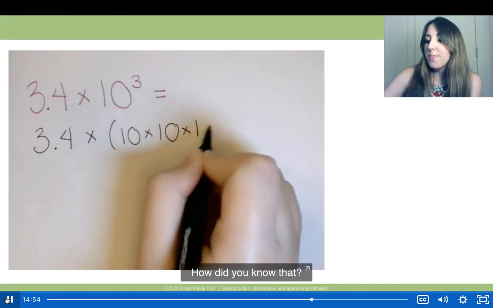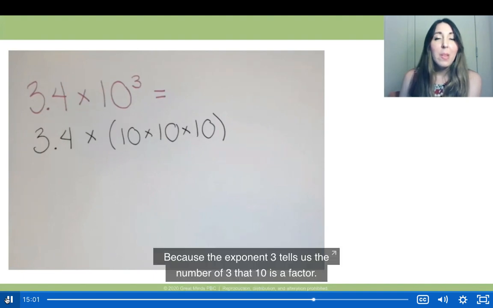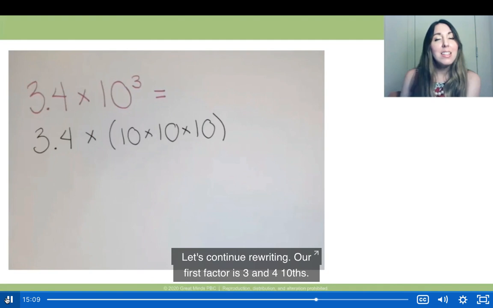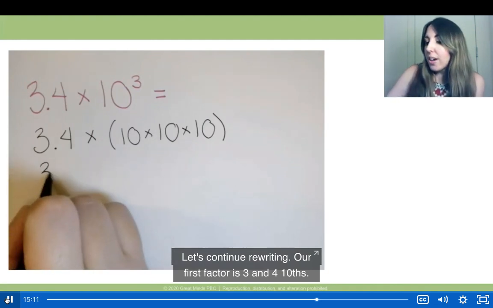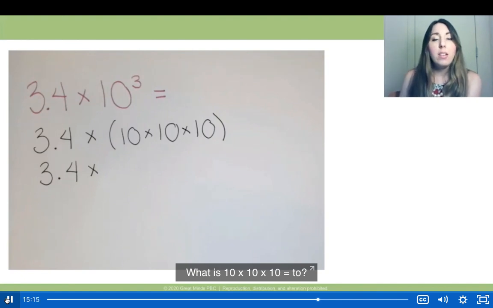How did you know that? Because that exponent 3 tells us the number of times that 10 is a factor. So here we have 3 tens as factors. Let's continue rewriting. Our first factor is 3 4/10. What is 10 times 10 times 10 equal to? 1,000.